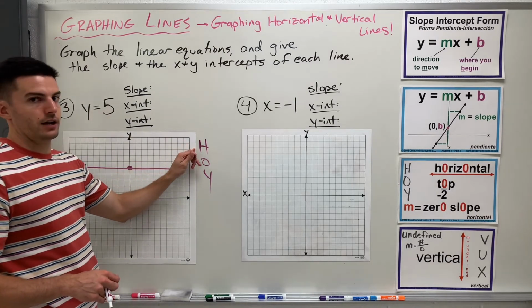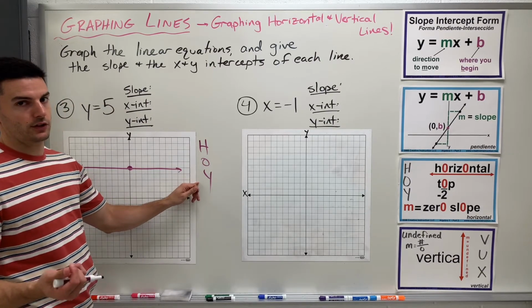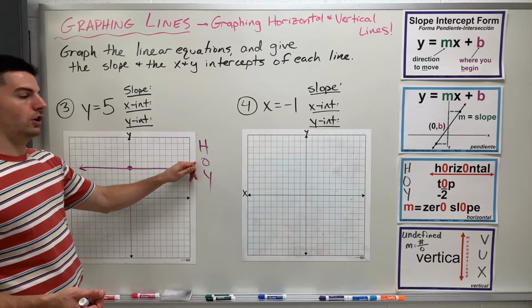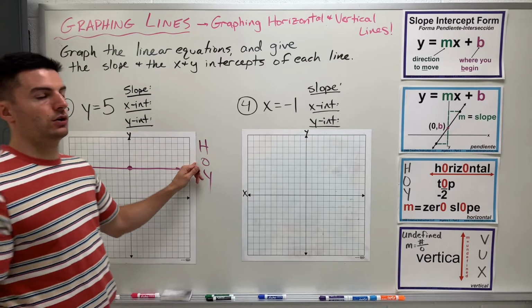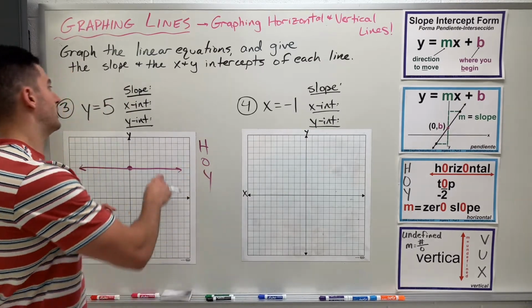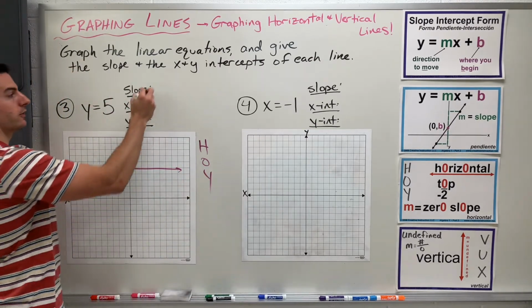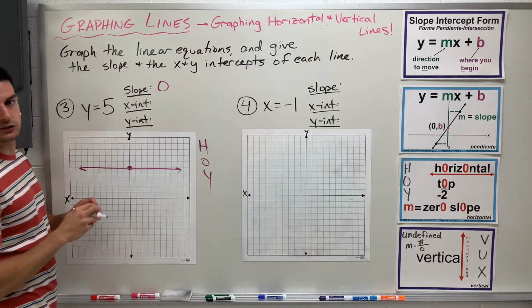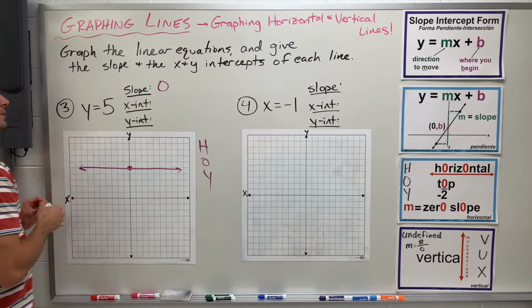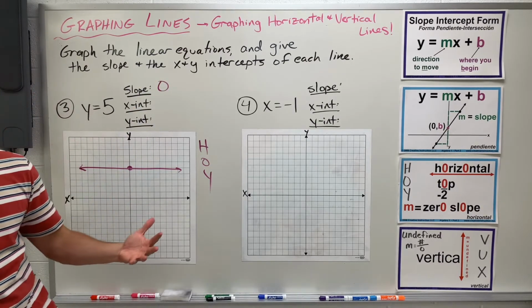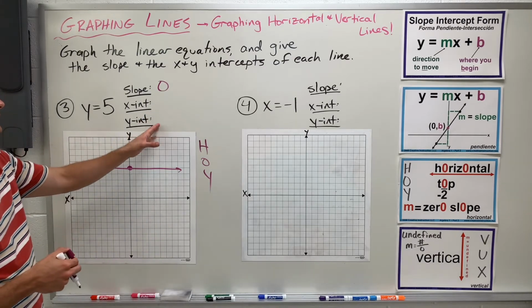So it's a horizontal line. So y equals just a single number equation. And then this O, remember, O stands for zero slope, right? Zero slope. So when it asks for what's the slope of this, we can just say 0, right? Because that is true of all horizontal lines. And now x-intercept and y-intercept.